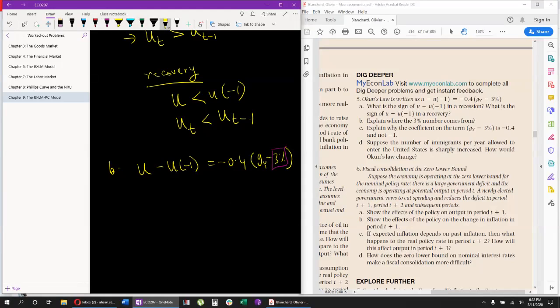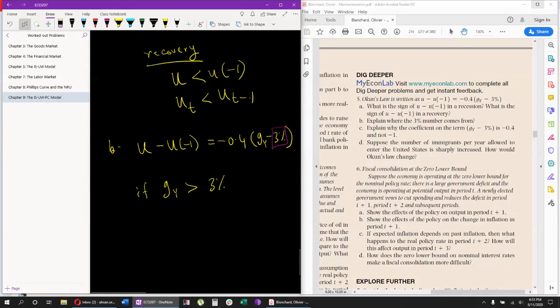What is happening is, if growth of output is more than 3%, then in unemployment this period, notice we have a minus here, that means unemployment in this period is less than unemployment in the previous period.